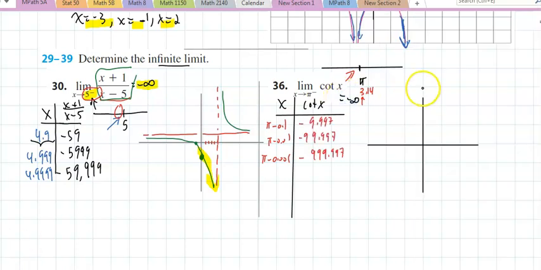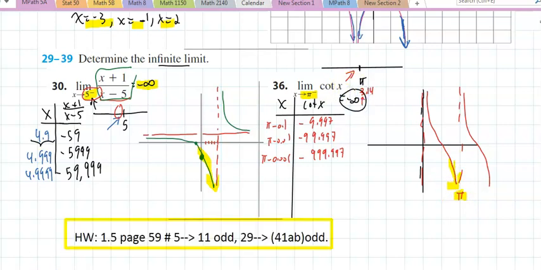Graphically, a graph of a cotangent starts at 0 as an asymptote. It moves the full period, and the graph looks like this. And if I look at the limit as x approaches pi from the left, it's negative infinity. And there it is. And there's the homework.